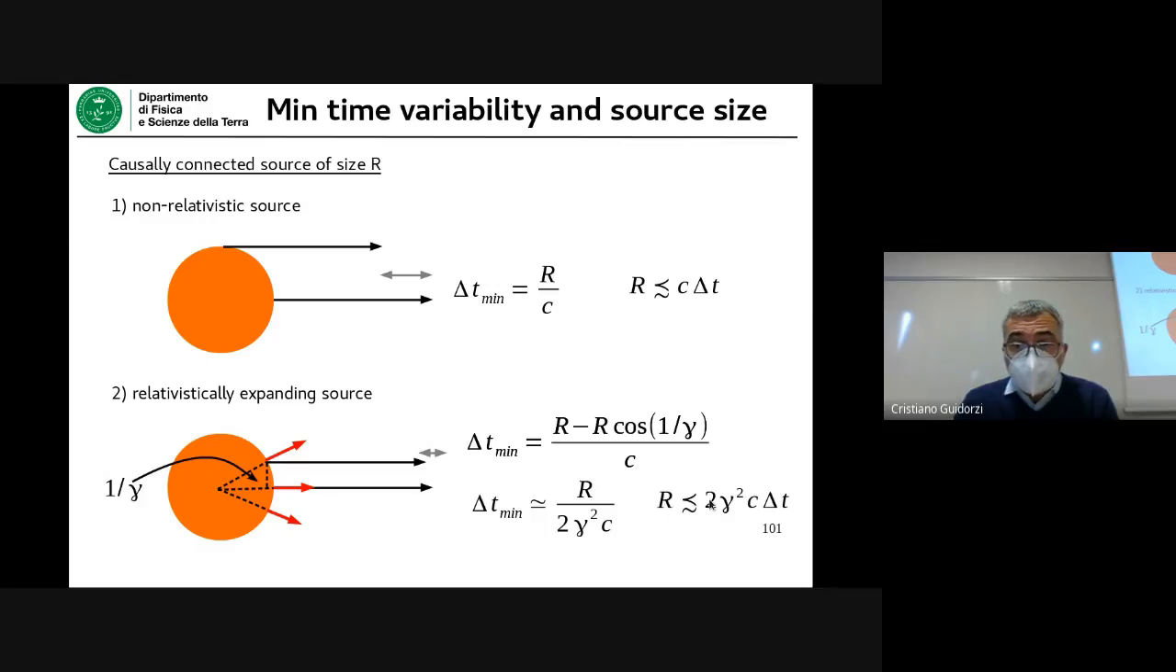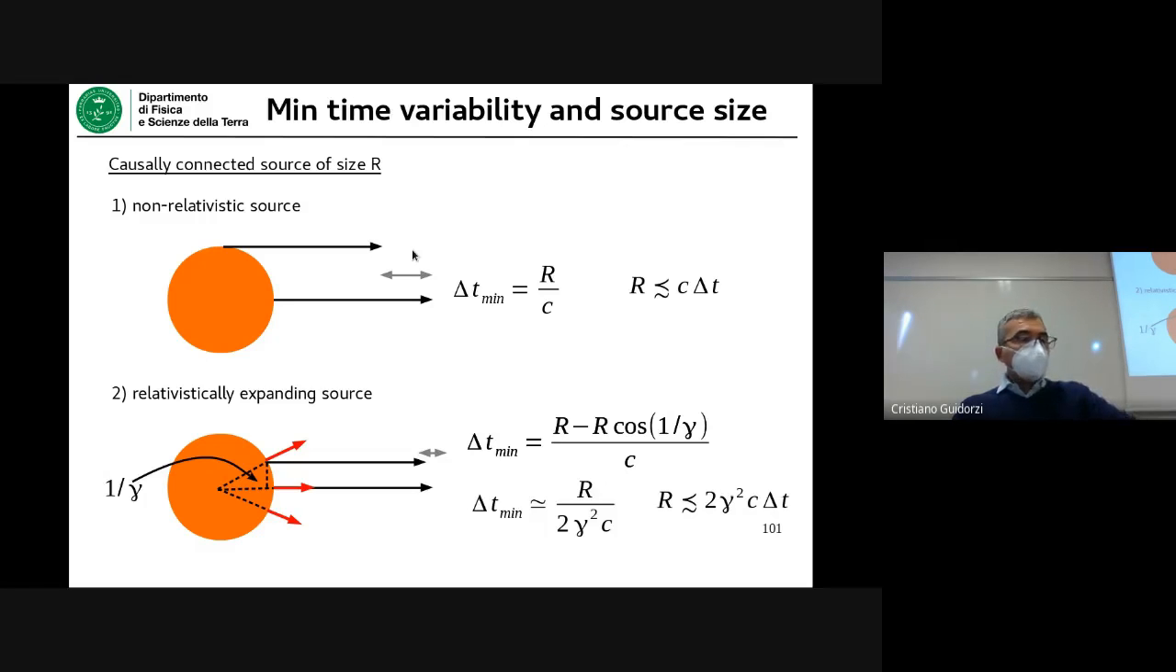If you compare the two relations, you see that when you are dealing with an ultra-relativistically expanding source and you measure delta T, in reality you have to multiply by c, but also by gamma squared. So again, if you don't know this, you strongly underestimate the size of the source. Because you say, oh, c delta T gives you the limit. No, it's gamma squared times larger. Otherwise you think the source is small like this. No, the source is much larger.